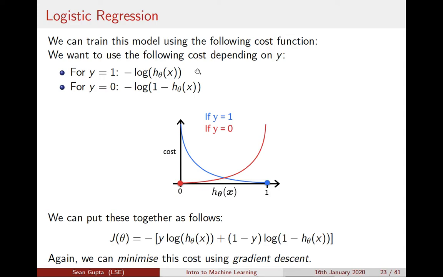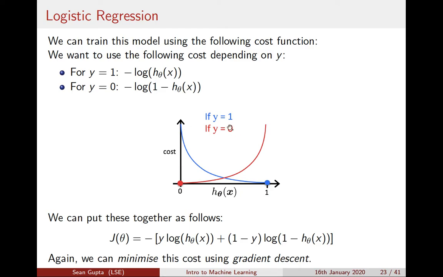So let's consider two cases. First, the true class being equal to 1. If the true class is equal to 1, we want the predicted probability to be close to 1 as well. If we do minus log of the predicted probability, if the predicted probability is close to 1, minus log of it will be very small, close to 0. If the predicted probability is close to 0, it would shoot up to infinity, which makes sense for our purposes. So we'll have a very high cost.